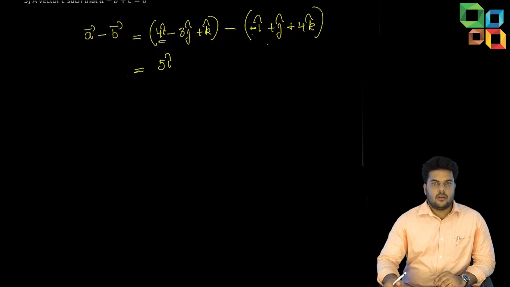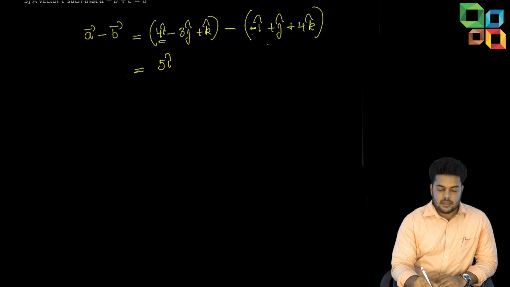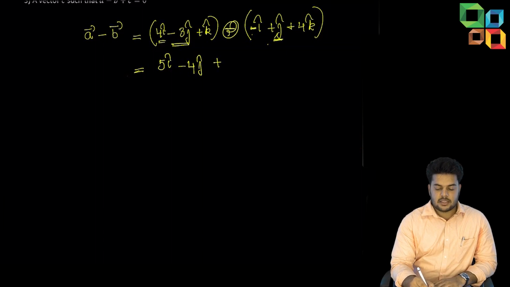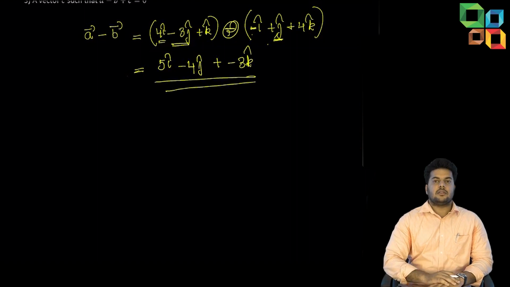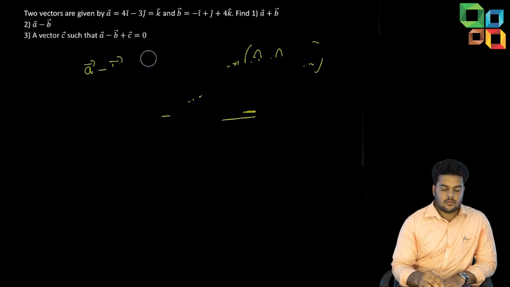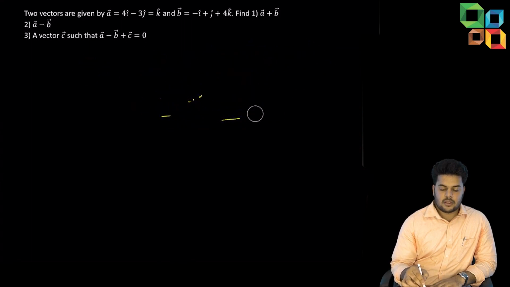Okay. So 5I cap, minus 3 minus J, that is minus 4J cap, and plus K minus 4K, that is minus 3K cap. And that's our answer. Okay, third one there. So is the answer minus 3I cap plus 2J cap minus 3K cap? You're looking at the third one, is it?